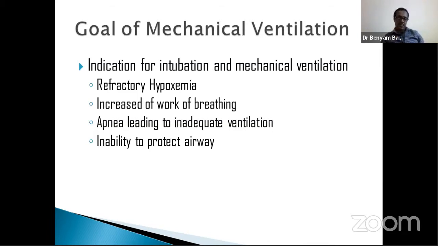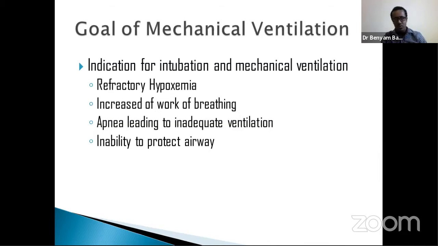The other indication is apnea leading to inadequate ventilation. Could be many other reasons. Could be iatrogenic, when we put patients unconscious or paralyzed when we are about to take him to the OR, or due to trauma, head trauma, a patient is not actually breathing, or cord spinal trauma, higher spinal traumas, patient is not breathing, or if they have any other cause of apnea, obstructive sleep apnea, etc., there will be a need for mechanical ventilation because there will be inadequate ventilation.